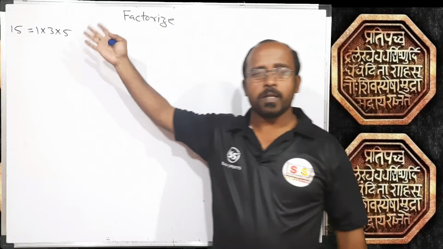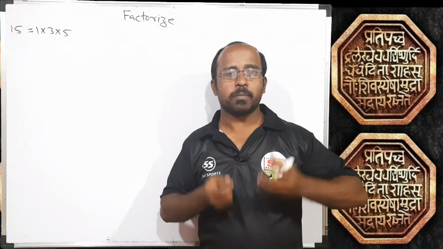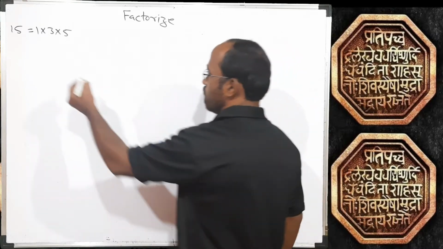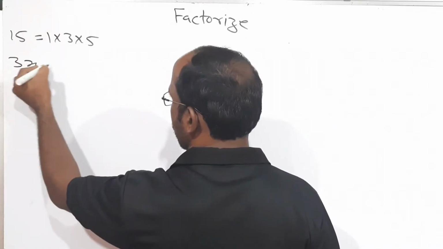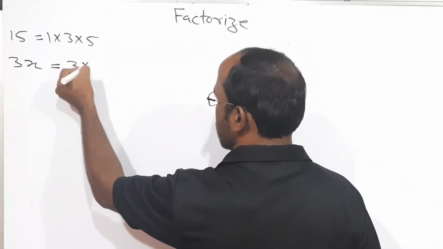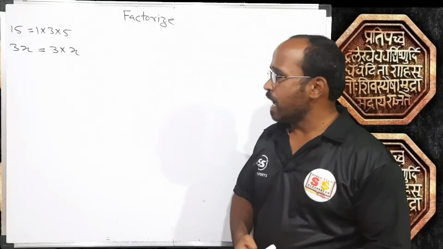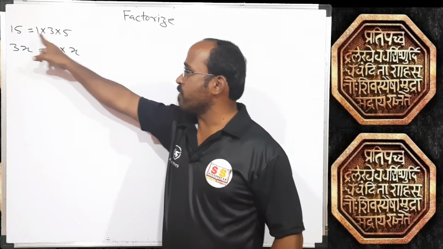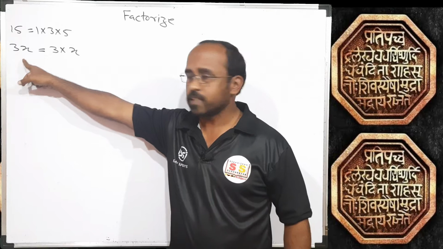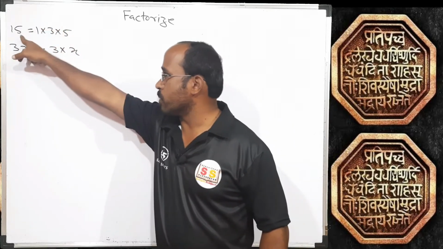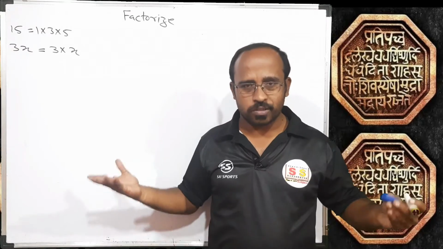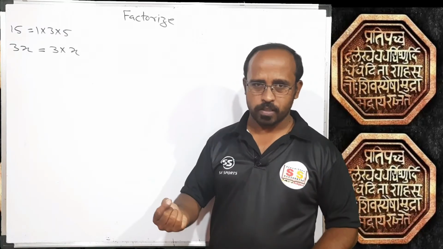Similarly, instead of a number, if a term, an algebraic expression is given, that also we can factorize. Consider a term 3x. So what is the meaning of 3x? We can say 3x is equal to 3 multiplied by x. Clear? As 3 multiplied by 5 are factors of 15, 3 multiplied by x are factors of 3x. So 3 and 5 are factors of 15. Similarly, 3 and x are factors of 3x. So this is the way how to factorize a monomial.